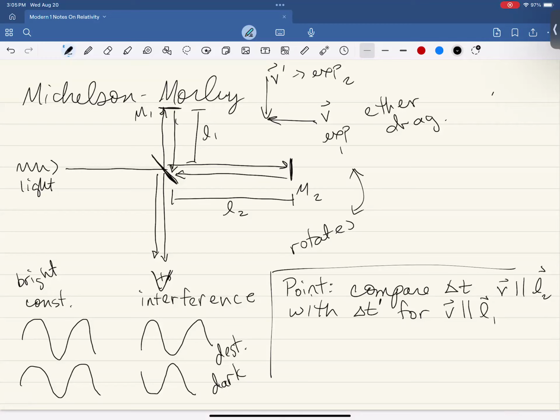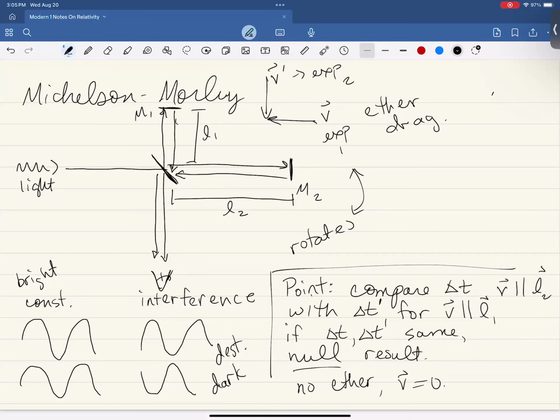If we see no difference there, then that'll be Michelson and Morley's null result. In other words, if delta t and delta t prime are the same, then null result. Okay, and that's what it means, no ether, and V is equal to 0. Okay, so that was kind of the point.